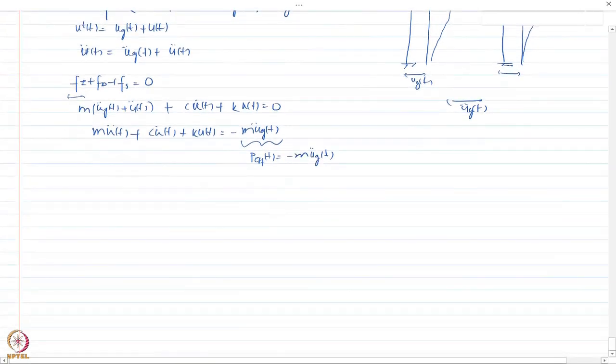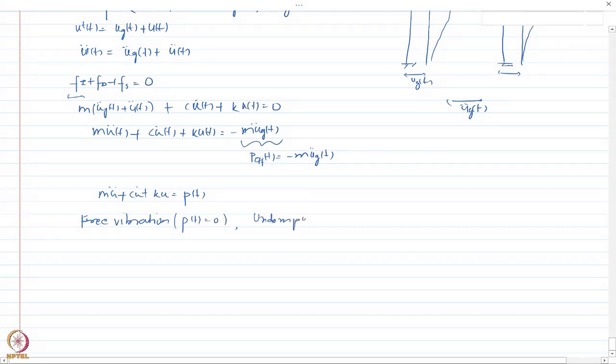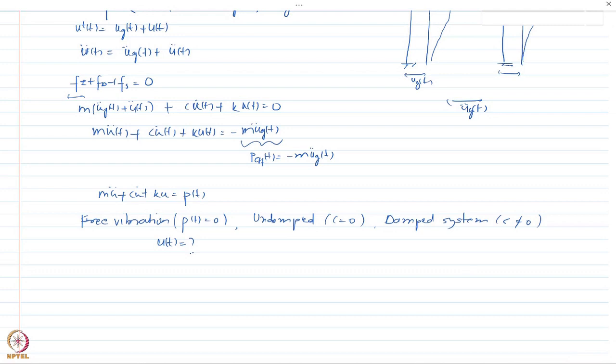Okay, so the next step: if I have a second order differential equation, how do we solve it? Let me write the equation of motion again. Depending upon whether it is a free vibration, for which pt is equal to zero, or an undamped system, for which c is equal to zero, or a damped system, where c is not equal to zero, I could obtain different solutions, that is, different expressions for u of t. And that we are going to do in the subsequent chapter, when we study free vibration and the response of undamped and damped systems subject to periodic and non-periodic loadings.